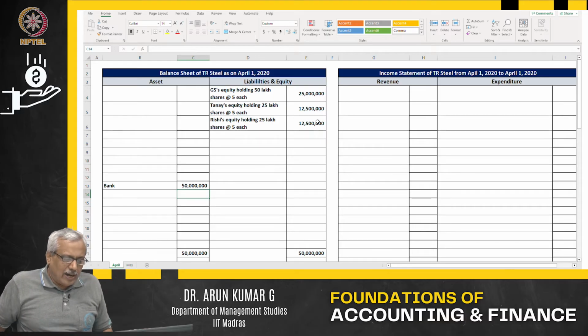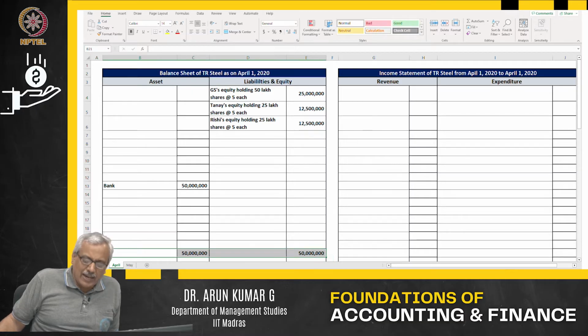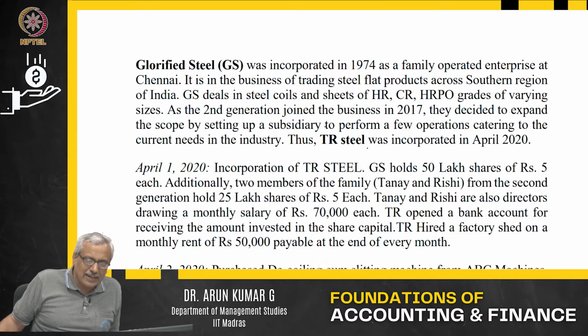Now I am going to move on. So on the 1st of April, you will see the assets will exactly be equal to the liability. The balance sheet has balanced beautifully, and then let's go further and read the statement.